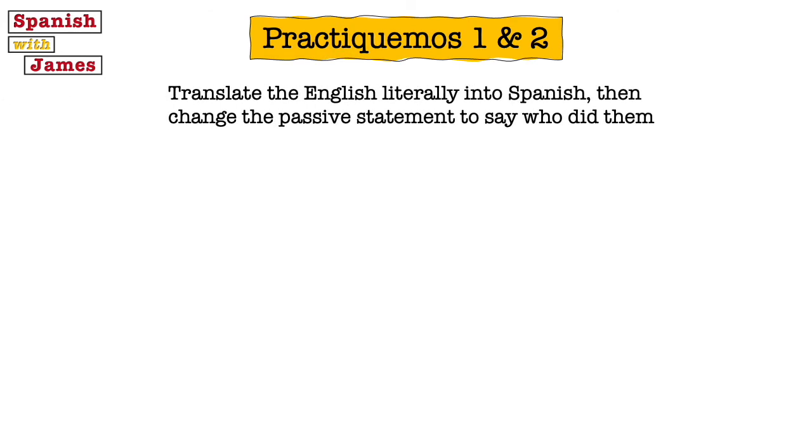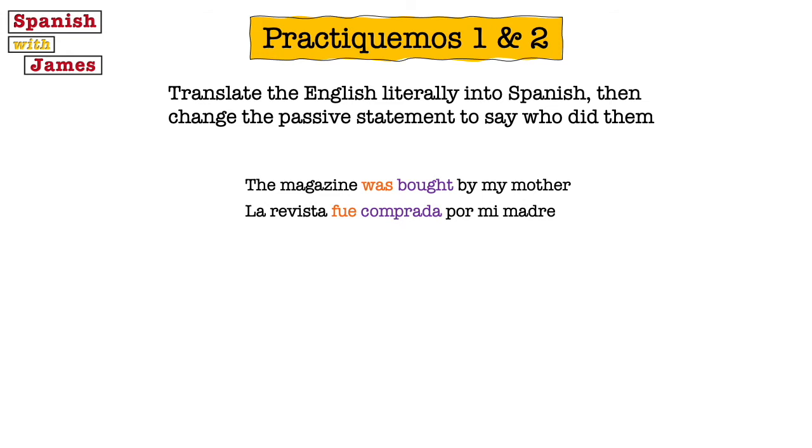Okay, now we're going to practice 1 and 2 together. So translate the English literally into Spanish and then change the passive statement to say who did it. So first we've got the magazine was bought by my mother. Pause the video and do both of those steps. So first put it into option 1, the literal translation, and then you can go straight to option 2 and make it active in Spanish and push play to look at the answer for this statement. So this one becomes la revista fue comprada por mi madre, and then option 2, mi madre compró la revista.